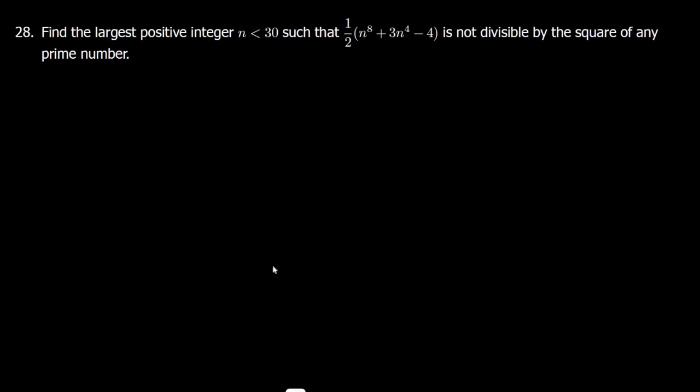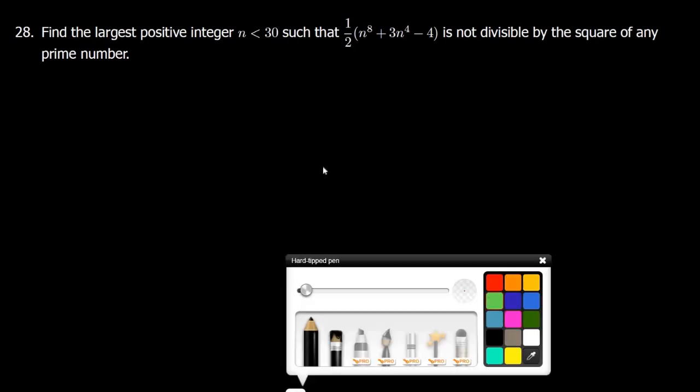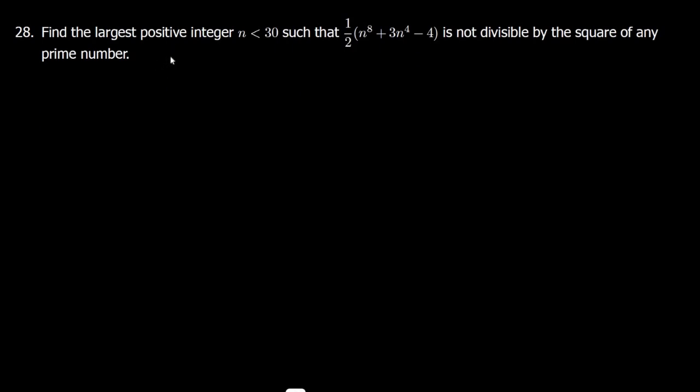Alright everyone, next let's have a look at this question of number theory. Now we have to find the largest positive integer n less than 30, such that half of n power 8 plus 3 n power 4 minus 4 is not divisible by the square of any prime number. So first of all, let us try to factorize this. Let me call this f of n. It will be half of n power 4 plus 4 times n power 4 minus 1. We can easily factorize it further, so let's do that.